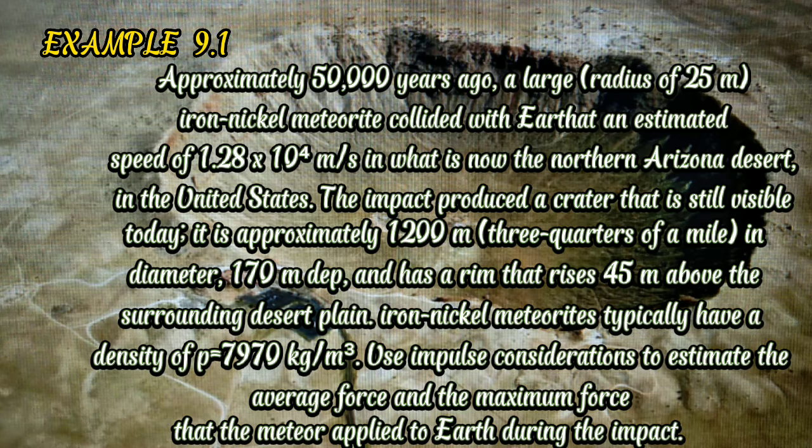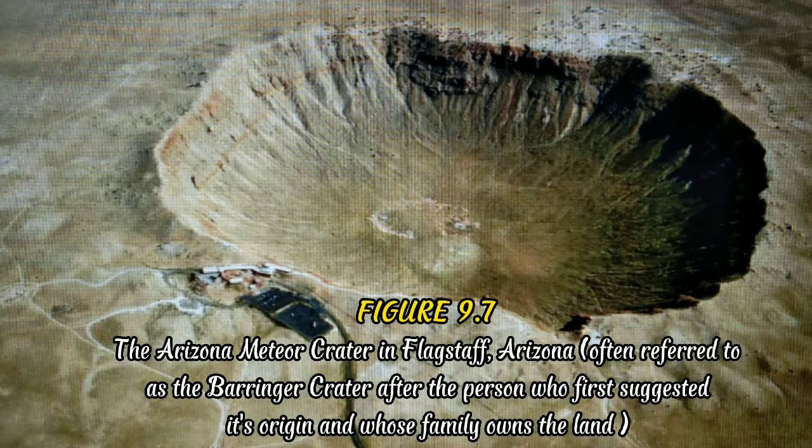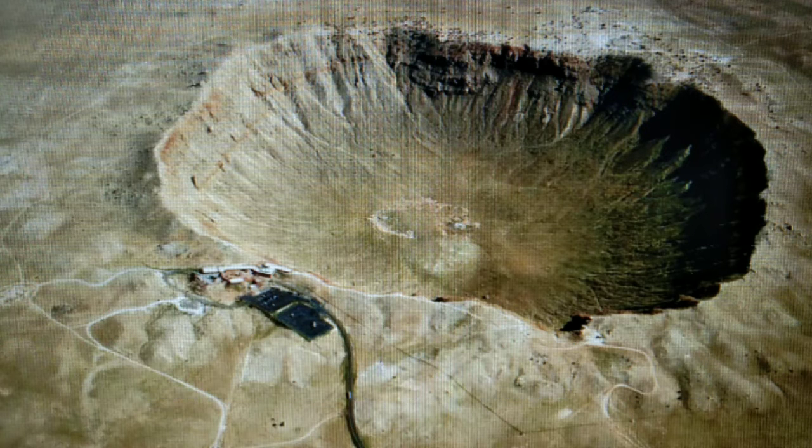Iron-nickel meteorites typically have a density of 7,970 kilograms per meter cubed. Use impulse considerations to estimate the average force and the maximum force that the meteor applied to Earth during the impact. Figure 9.7, the Arizona Meteor Crater in Flagstaff, Arizona, often referred to as the Barringer Crater after the person who first suggested its origin and whose family owns the land.